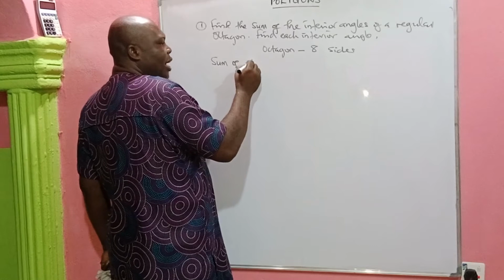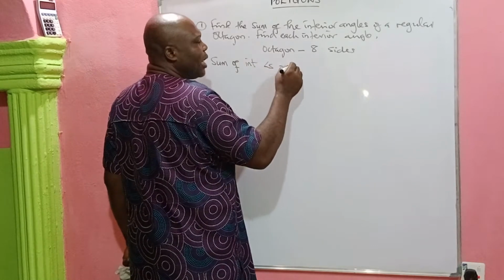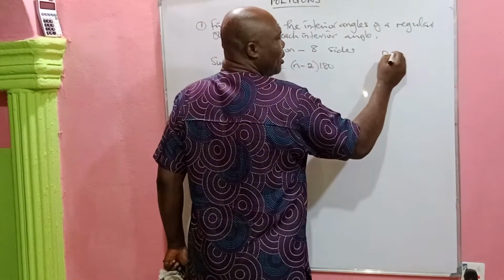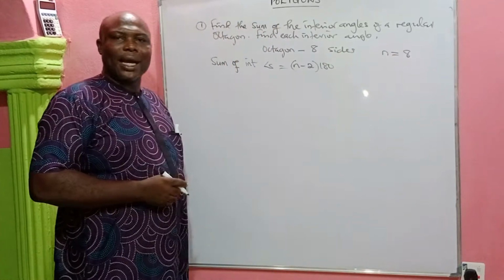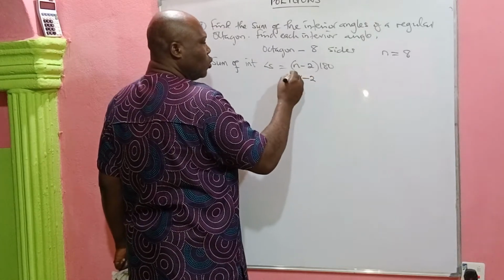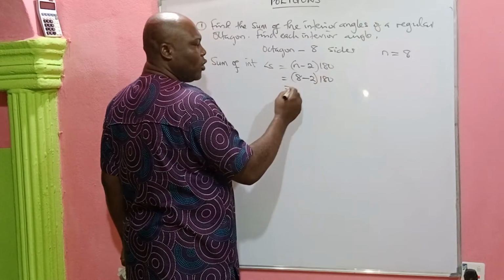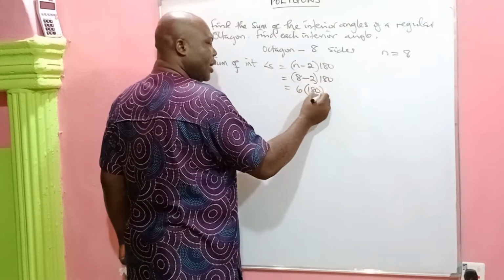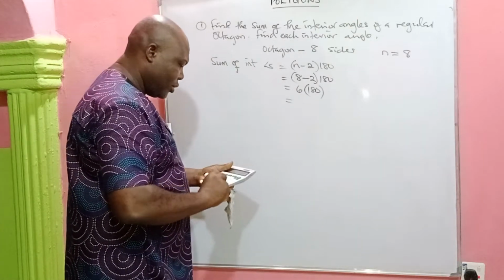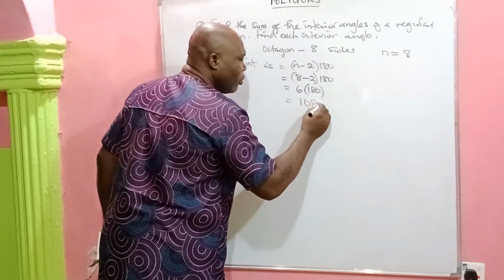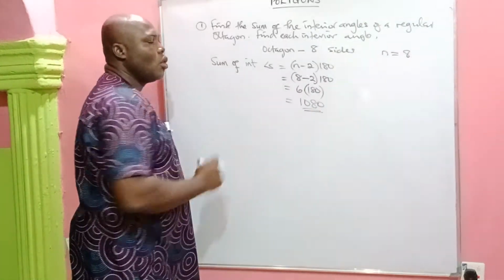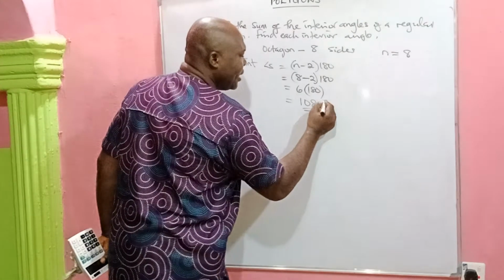of interior angles, we have said, has a formula which is n minus 2 times 180, where our n now is equal to 8 because the polygon has 8 sides. It therefore means that we are going to have 8 minus 2 multiplied by 180. 8 minus 2 is 6. 6 times 180 will give us the sum of the interior angles, 1080 degrees.